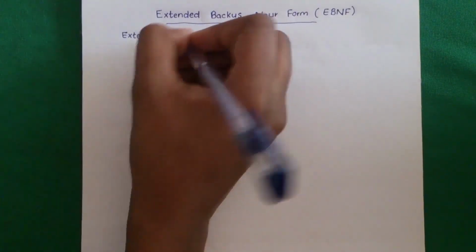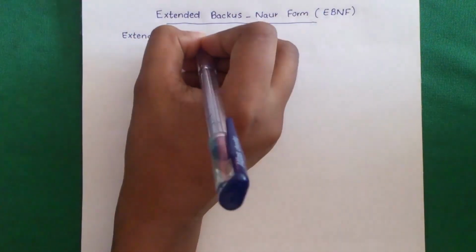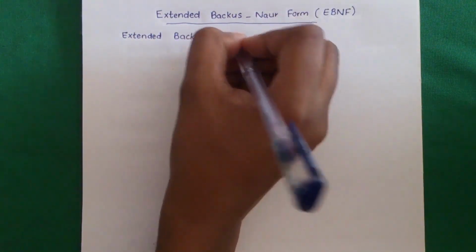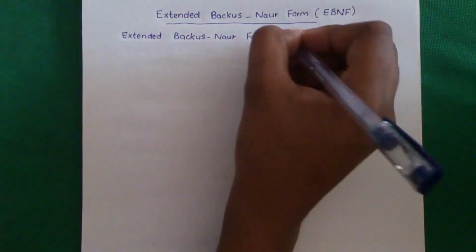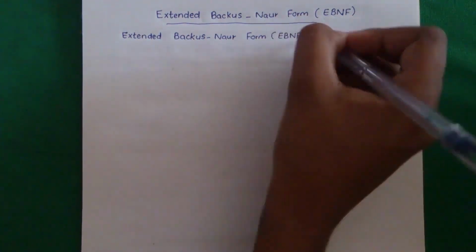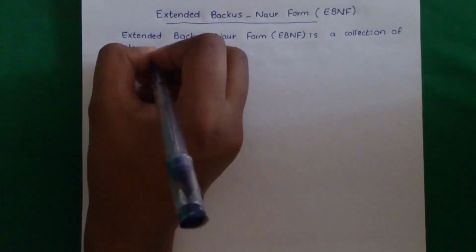Here we are going to analyze the Extended Backus-Naur Form, in short EBNF. This is also the same as the BNF. Actually, this is the extended version of the BNF. EBNF has some operators, or it uses some extra notations to create grammar. Because of that, we can say EBNF is a collection of extensions to BNF.